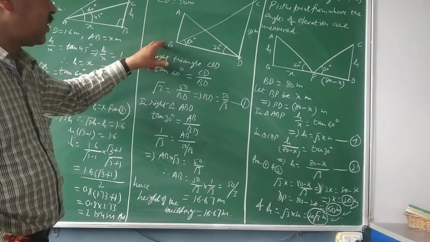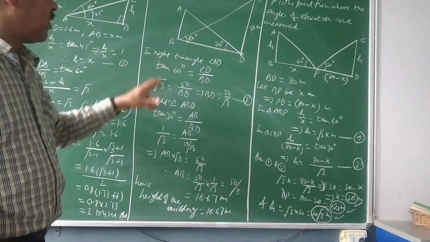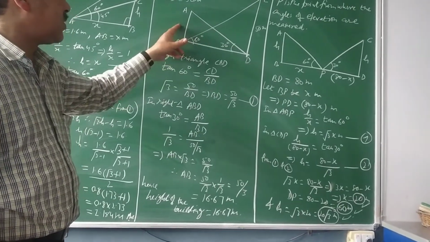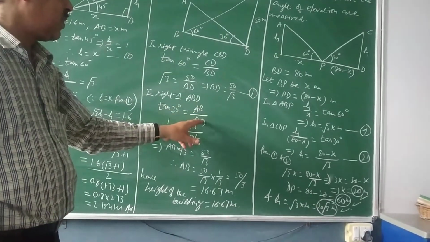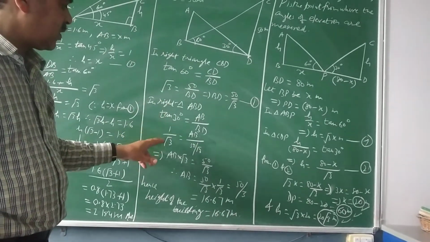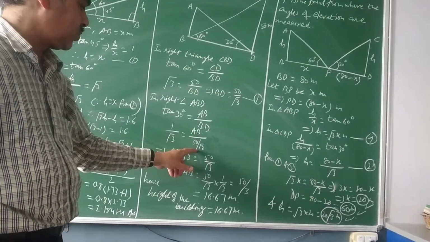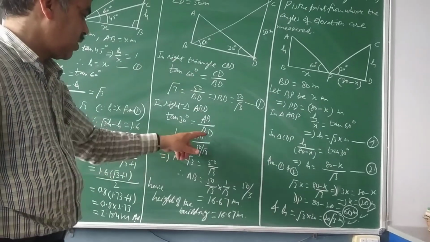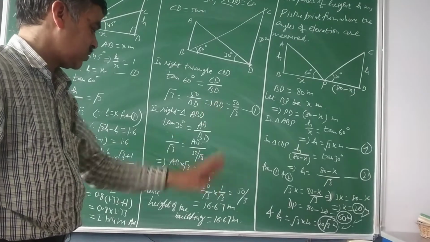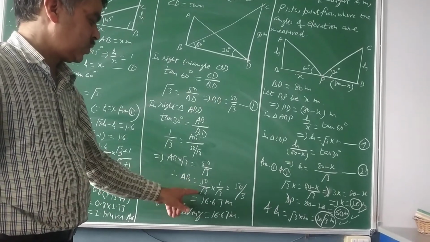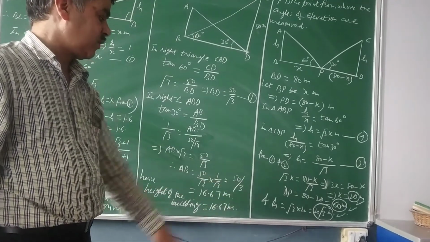Now I need to calculate AB. So study this triangle ABD. Again, the angle is here, the perpendicular is there. Perpendicular upon base is equal to tangent theta, so it will be AB upon BD. Put the value, tangent 30 is 1 upon root 3, AB upon BD, and BD you have calculated as 50 upon root 3. Do the cross multiplication, AB into root 3 is equal to 50 root 3 into 1. So AB is equal to 50 root 3 into 1 upon root 3. Root 3 into root 3 will make it 3, so 50 upon 3.